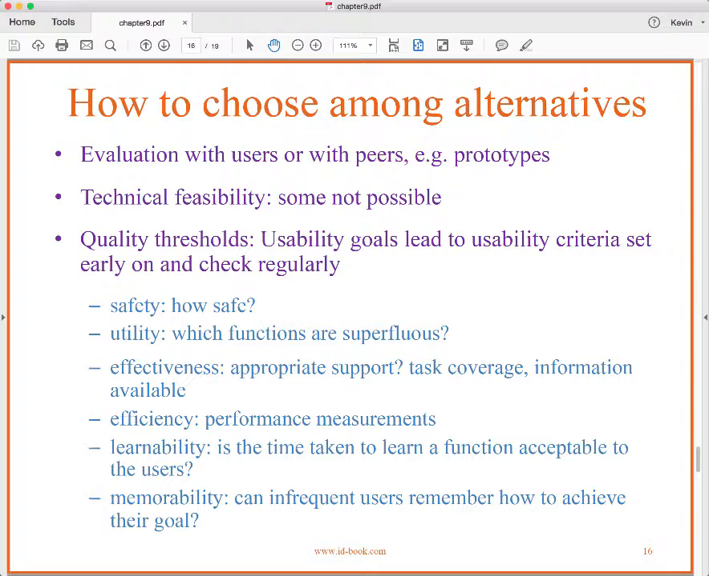So how do we choose among alternatives? Well, we do evaluation with users or with peers. Ideally, we would like to create some kind of prototype so that we could user test it. Okay? So we just don't want to choose things kind of analytically, although we might edit the possible alternatives through some kind of analytical approach. But ideally, we would like to take some alternatives and to prototype them and to user test them and get some real data from real prospective users with which to judge the usability and the attractiveness of these alternatives.